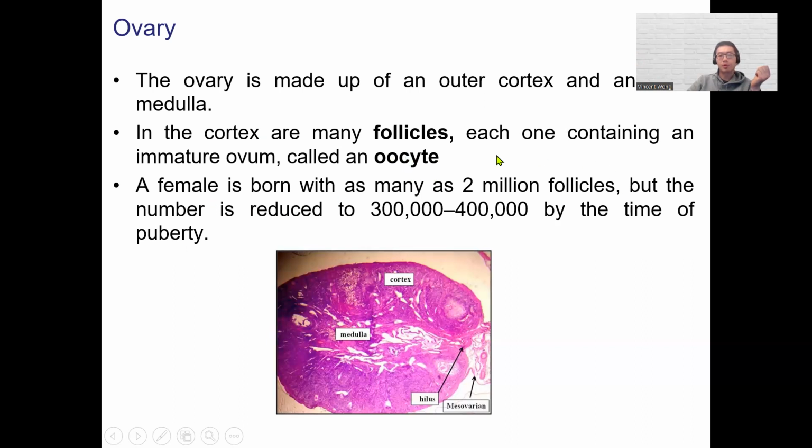The female is born with as many as 2 million follicles, but the number is reduced to 300 to 400,000 by the time of puberty. So a lot of these follicles are reabsorbed by the body, or they are not going to be in use. There are way more follicles than the person actually needs in their lifetime. So that's what the ovary looks like. You have the cortex on the outside and the medulla here, and the hilus is where the ovulation kind of occurs, and it goes into the fallopian tube.